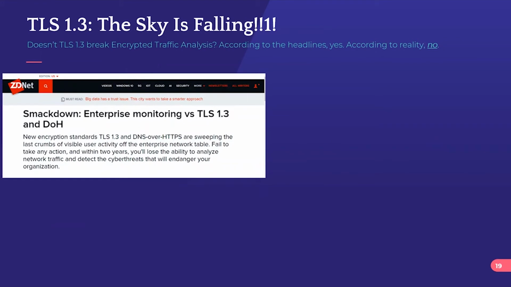And that's right, no conversation would be complete without talking about TLS 1.3. I think we're hearing and seeing more vendors in the network traffic analytics space or network detection and response talking about TLS, having a lot more to say about it. And I think what we're seeing is a reactionary response to these frankly sensational headlines, talking about the sky falling, TLS just bringing the smackdown on enterprise monitoring.